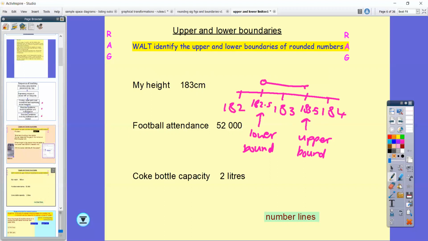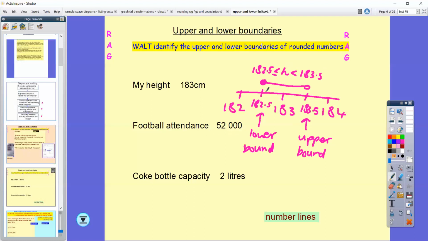We can say my height can be 182.5, because that would round to 183. We can't be 183.5. What is that as a range? Well, I'll put the H in the middle here. It's got to be greater than or equal to 182.5 and less than 183.5, because I can't actually be 183.5. Okay, so that gives the idea.